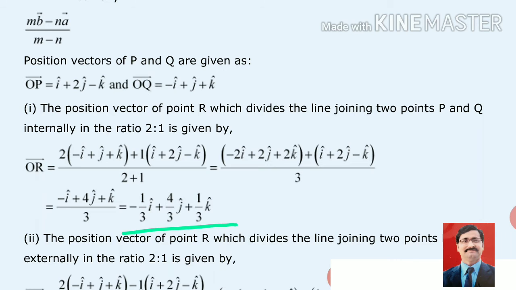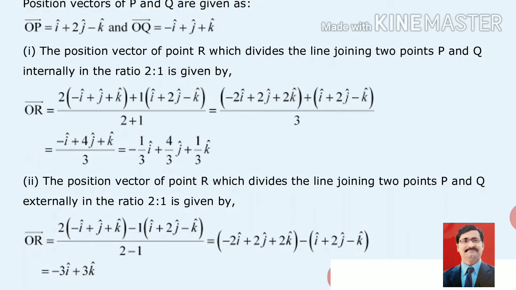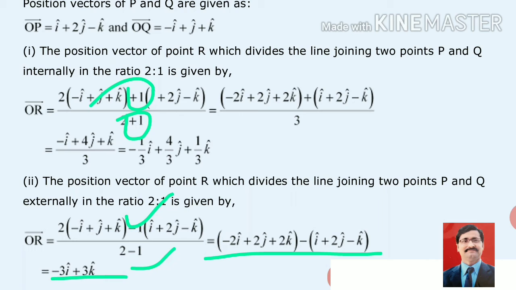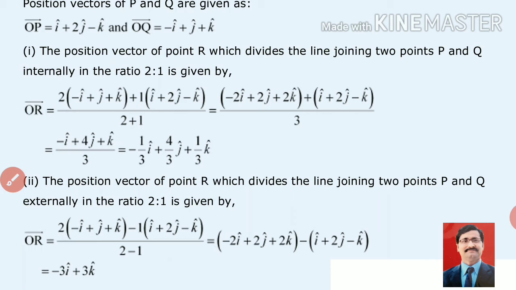And for the external case, if you have the same question for external division, in place of plus you have to do minus only. You have a plus sign here and a minus sign there. You solve this and you will get minus 3i plus 3k. So it is a very simple question, the section formula, so you can do this.